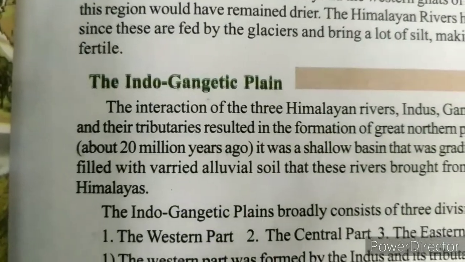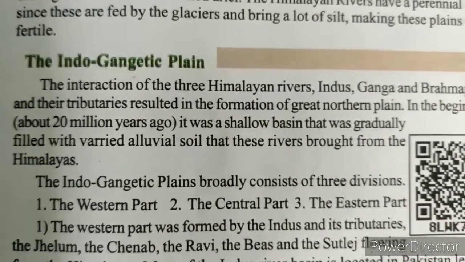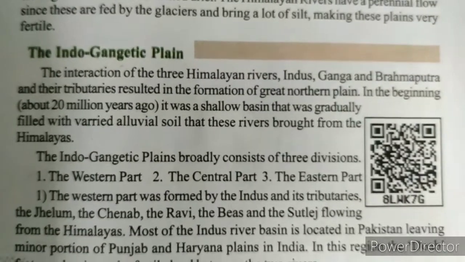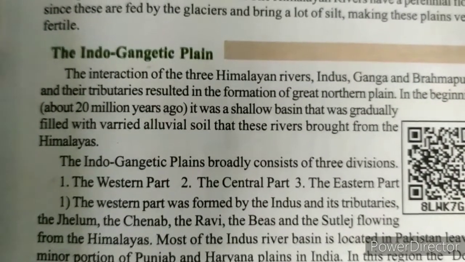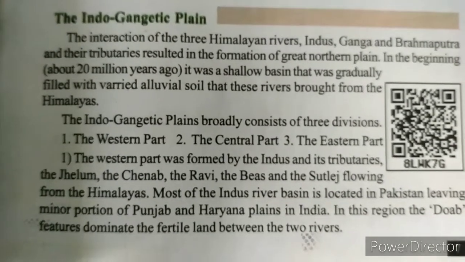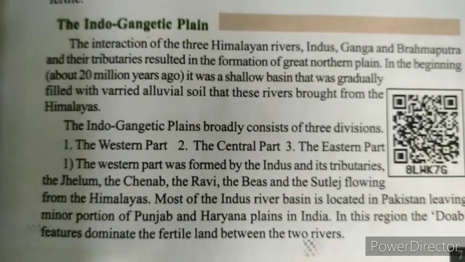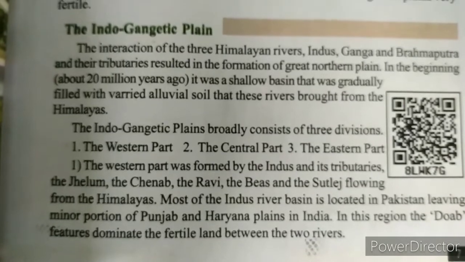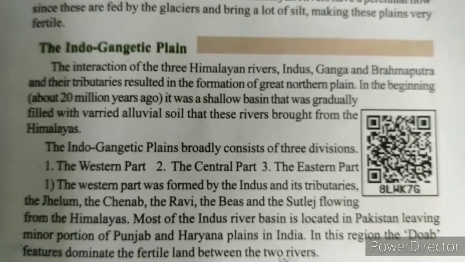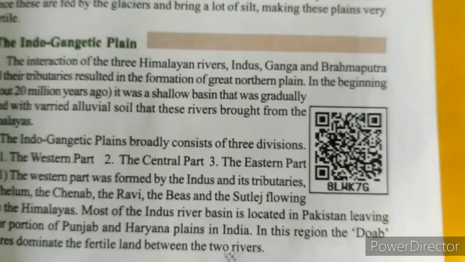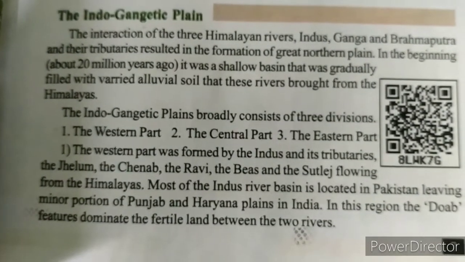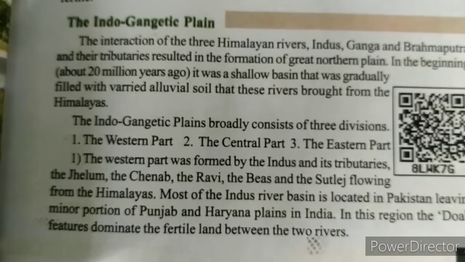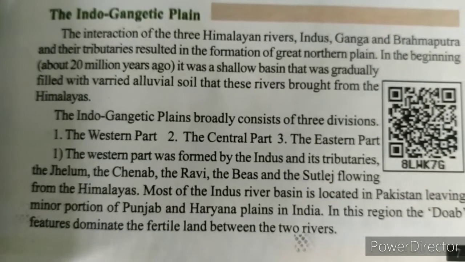Indo-Gangetic Plain, which is also called the North Indian Plain. It is a large fertile plain formed with the help of great rivers like the Brahmaputra, Indus and Ganges. Almost 20 million years back, it was a shallow basin that filled with soils. It is divided into three parts: the western part, central part and the eastern part.